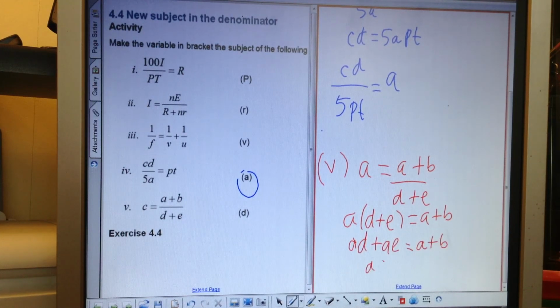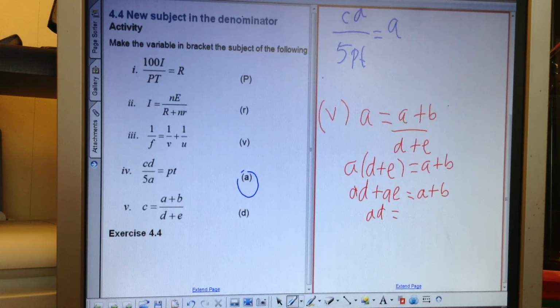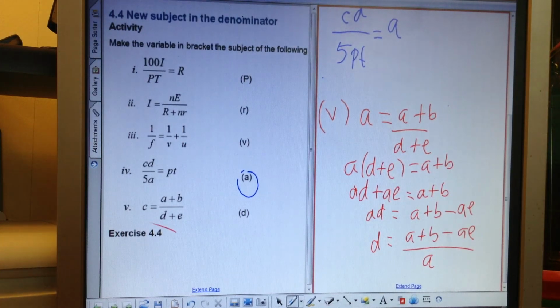That means that our CD will be equal to A add B minus CE. Hence our D will be equal to A add B minus CE, we are dividing by C. Try exercise 4C.